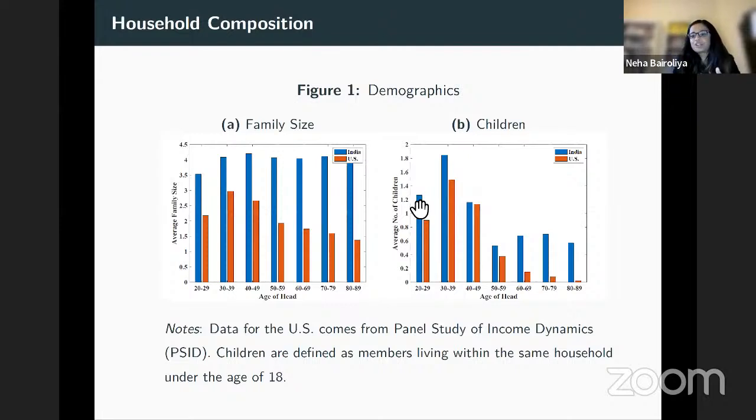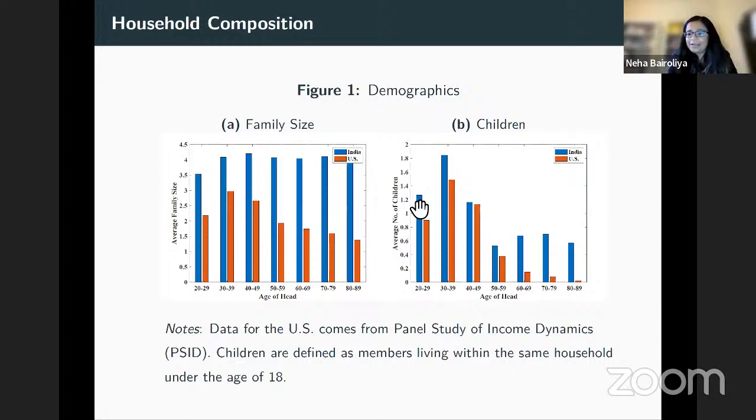So going back to children and how they are different in the two countries, like I said, initially they look very similar, but later on, for US households, the probability of having children or the average number of children goes down. Of course, children grow up, they leave the household, and that's about it. But for Indian households, there's another smaller peak that we observe.